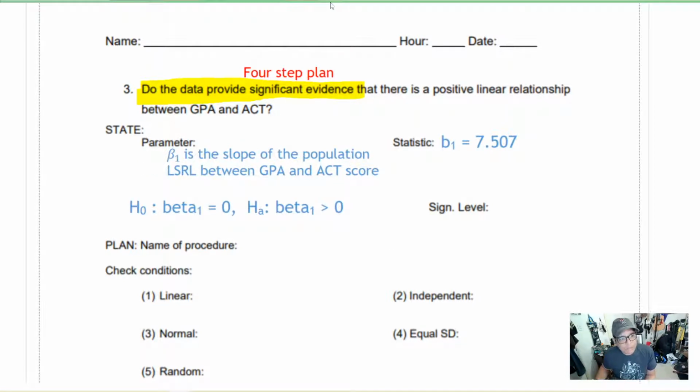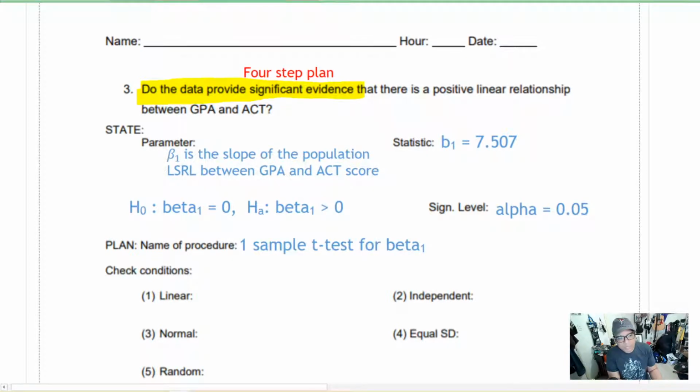Next, we have our hypotheses. Beta 1 is equal to 0 versus beta 1 is greater than 0. And I want to remind you again over here that we're asking if it has a positive linear relationship. And that's why we're testing to see if beta 1 is actually greater than 0. No alpha was given to us in our question, so we're just going to presume our alpha level to be 0.05 or 5%.